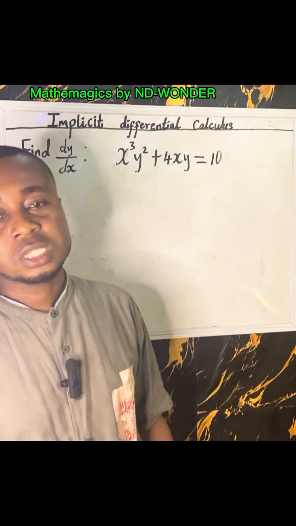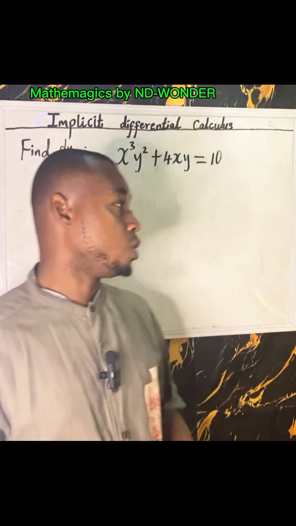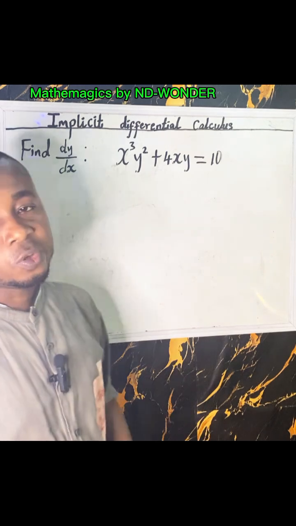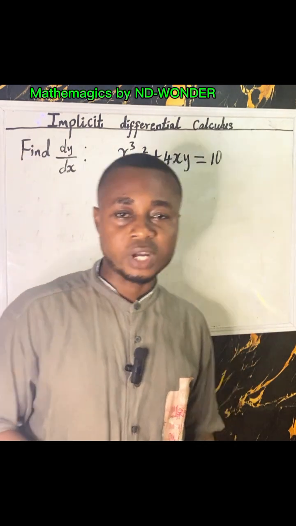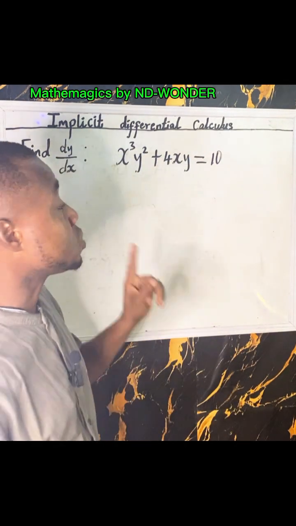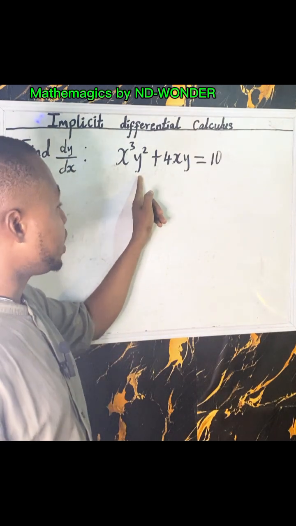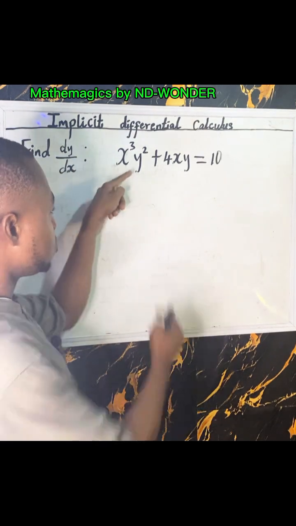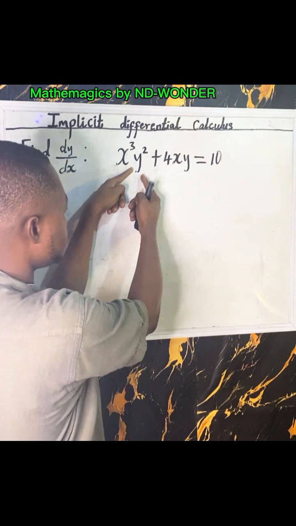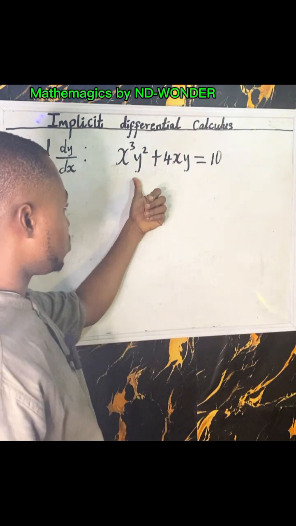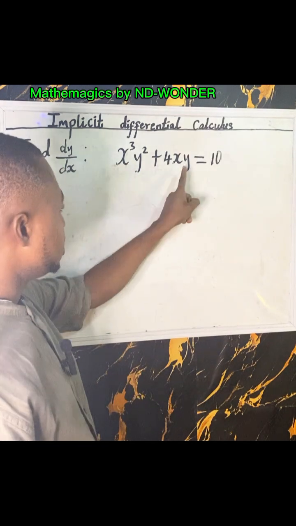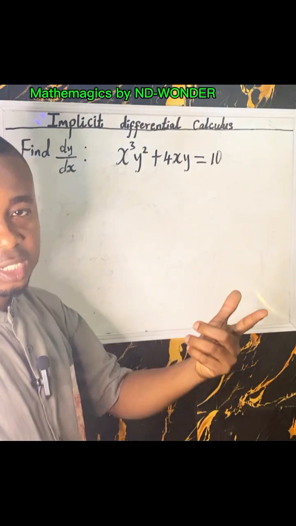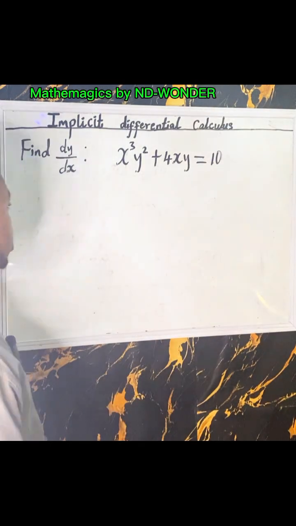What are those hints? Whenever you differentiate y in this context, you must attach the dy over dx to it. That is only when y is being differentiated. X cubed y squared. So when we differentiate y squared here, we attach the dy dx to it. If we differentiate y here, we also attach dy dx to it. Here we go.